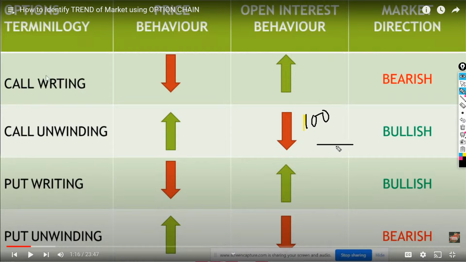This particular strike will not breach, so the market will stay below this strike. Suddenly the market is going up, so now do you see more open interest getting built? Obviously, this 100 will become 50. That means 50 people are unwinding their position. They thought the market would stay below that particular strike, but the market is going up, so the premiums are increasing, and they will start squaring off their position.